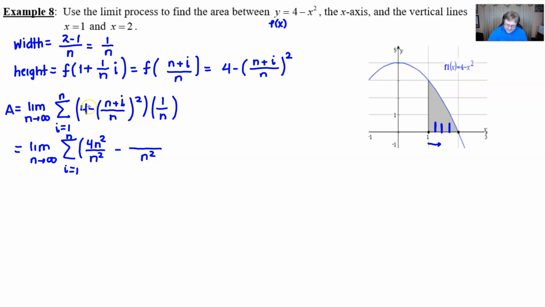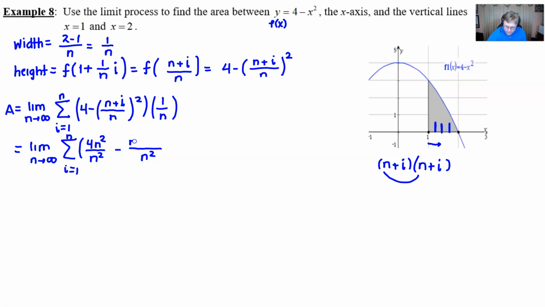We could drop down the minus sign, and now n plus i has to be squared. I don't know how much trouble you might be having with that. Sometimes you do have trouble with some of this algebra. It's not a sign of weakness. Just do whatever it takes to fix those issues. If you have to write this out, that's fine.